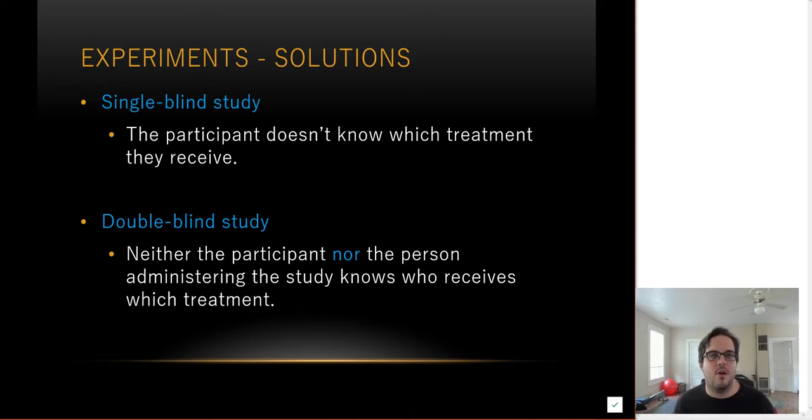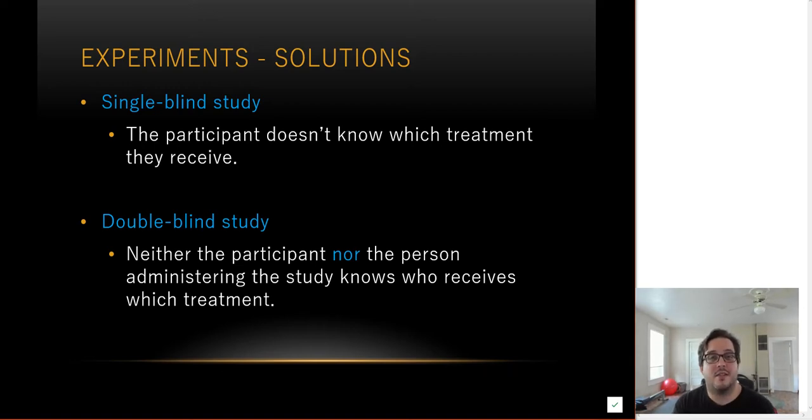Versus if you don't know that, then you're always in the dark and you don't know whether to believe whether you're receiving the drug or not. And so that will, again, protect against the possibility that simply believing, knowing that you are using a drug is going to help you. That's a single blind study. So you blind the participant to knowing what treatment they're receiving.